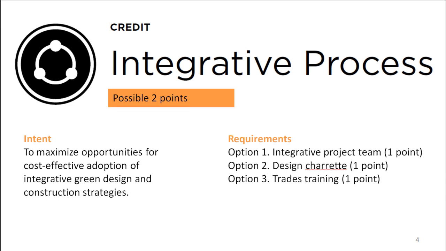Credit 1, Integrative Process. It is possible for 2 points. The intent is to maximize opportunities for cost-effective adoption of integrative green design and construction strategies. The requirements are Option 1, Integrative Project Team, 1 point; Option 2, Design Charrette, 1 point; and Option 3, Trades Training, 1 point.